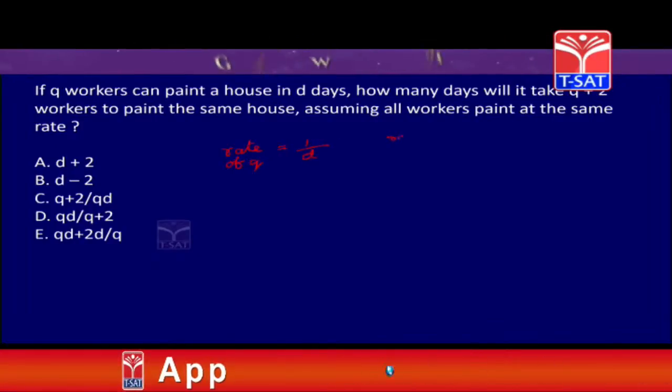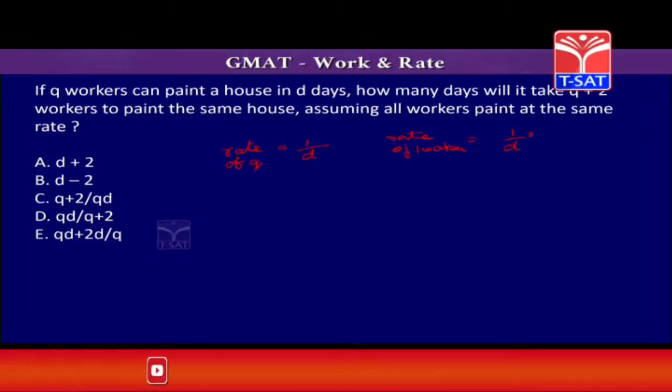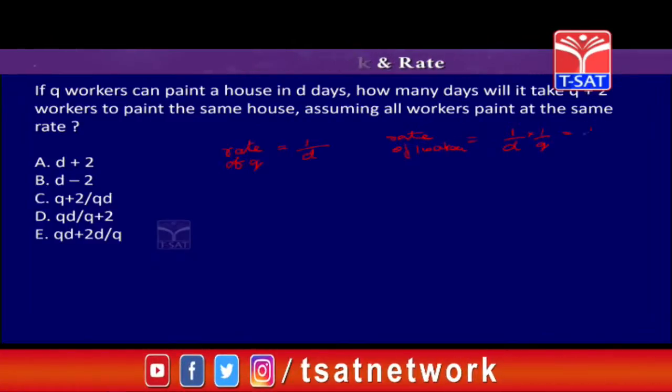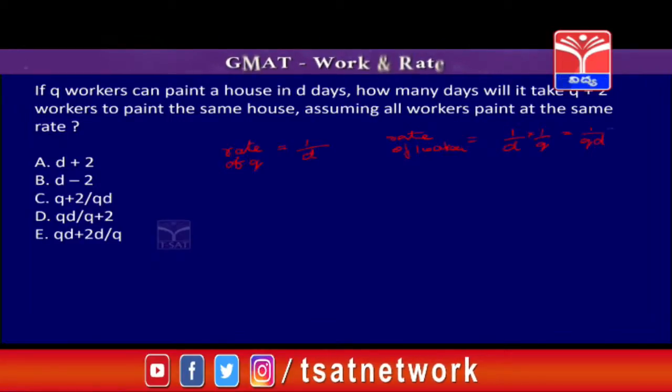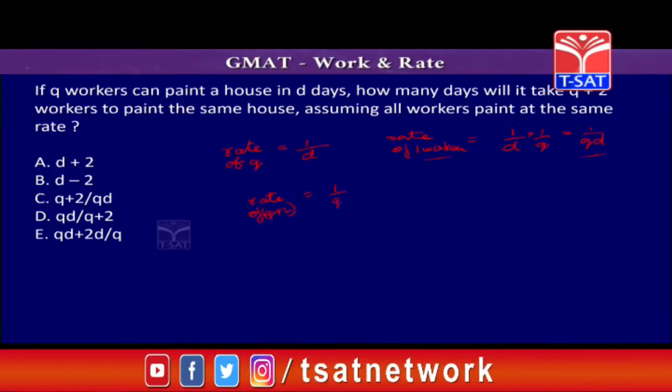So the rate of one worker is 1 by D, that is the rate, into 1 by Q. You are dividing it by the number of men. You will have it as 1 by QD. Now, assuming all of the workers paint at the same rate, if you have Q plus 2 workers, the rate of Q plus 2 workers will be equal to 1 by QD into Q plus 2.